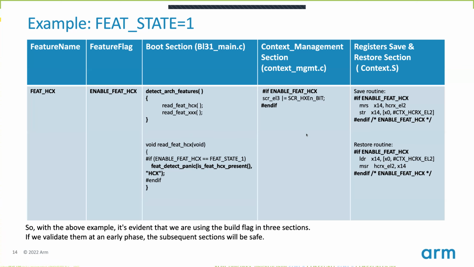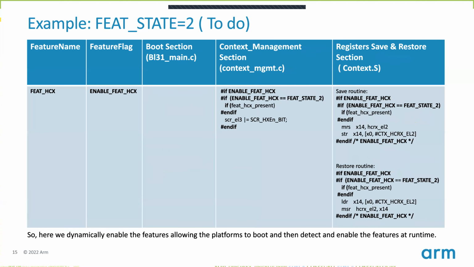Regarding state 2, currently we haven't implemented it, but we have some ideas on what we need to do in future. As I mentioned earlier, in feature state 2, we will not be doing any checks during boot time. We will allow the platforms to boot, and during runtime we will try to do the checks. Again, panic will not be called here. The idea is that during runtime, if the feature state is set to 2, we will check the feature, and only if it is present will we go ahead and enable it.